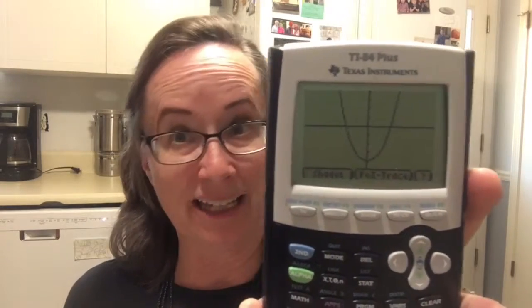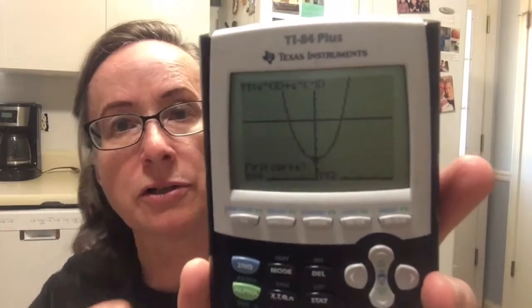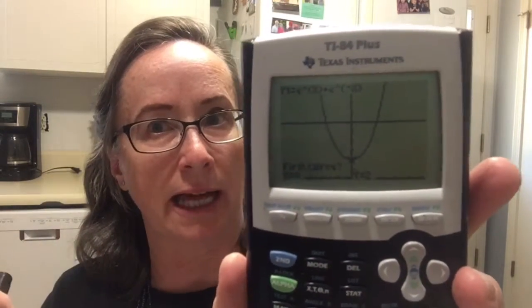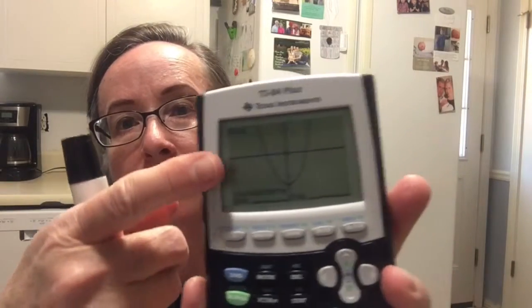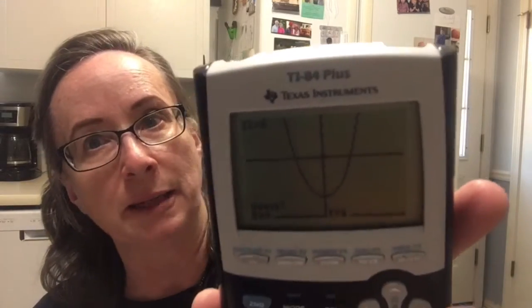And so now to find the intersection points, I'm going to calculate the intersection. So I'm going to go second, calculate, and then I'm going to come down to number 5, which is the intersection, and I'm going to hit enter. And then it's going to position the cursor right down here at the bottom. It says, am I on line or curve 1? And I said yes, and then it's going to put it up there on the other axis and say, am I on the y is equal to 6 line, which is number 2? And I said yes, just hit enter. Would you like me to guess? Please do. So I'm going to say yes.